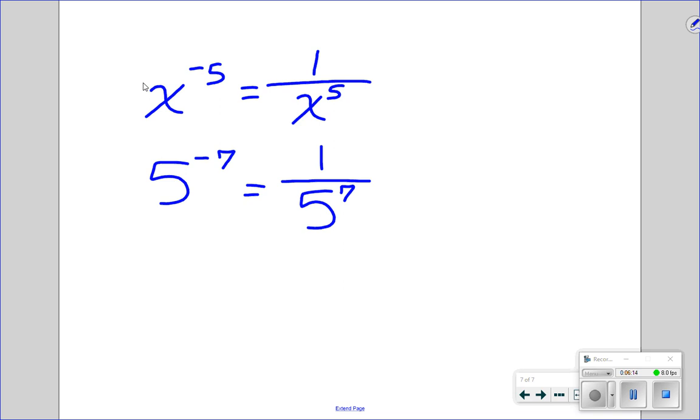So sometimes you'll need to take a number that has a negative exponent and convert it to a fraction with only positive exponents. Sometimes you'll have to go the other way. So sometimes you might be given something like 1 over 4 to the 5th power, and you'll be asked to write it using a negative exponent. You need to know that 1 over 4 to the 5th power is the same as 4 to the negative 5th power.